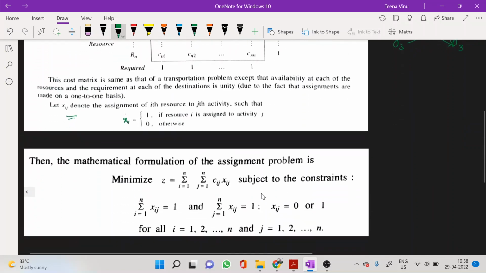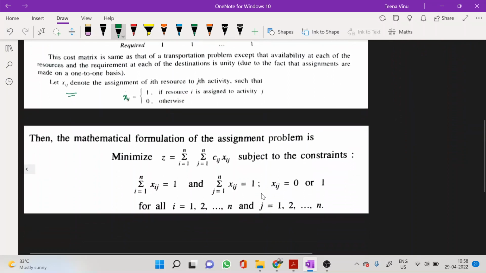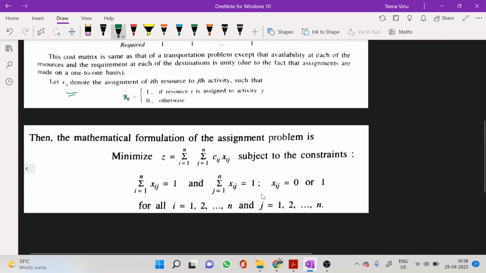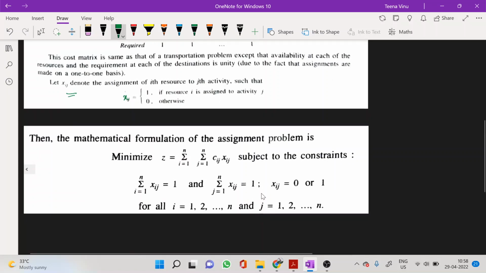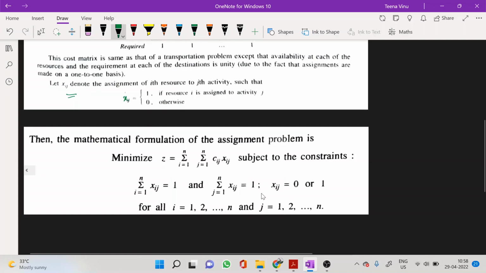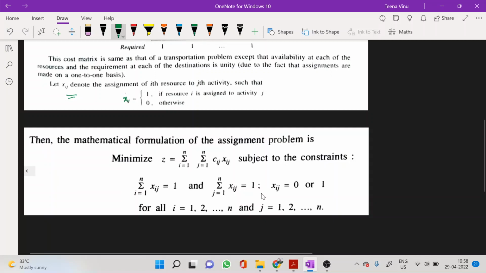Now let us see the mathematical formulation of the assignment problem. All these are different variations of our linear programming problem. The objective function will be a linear expression, and the constraints will also be linear equations or inequalities. So this assignment problem is a special category of linear programming problem, where the objective is to minimize the total cost. The total cost is the double summation of Cij Xij. This Xij is either 1 or 0.